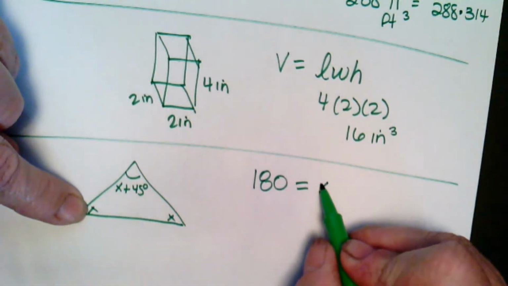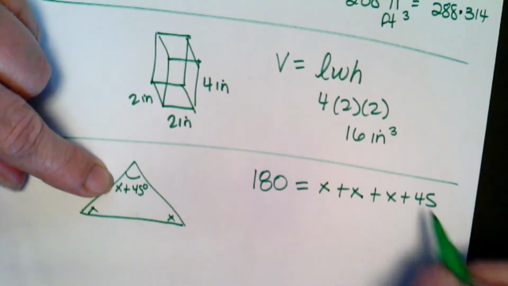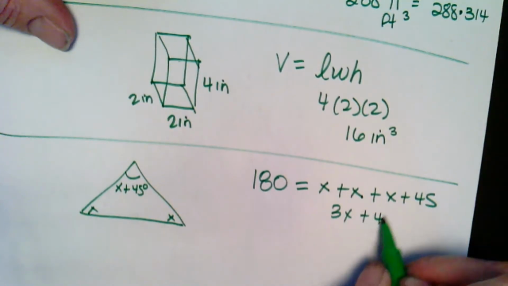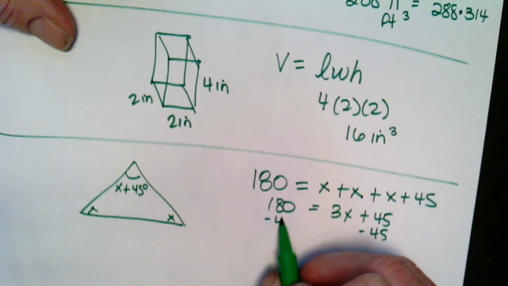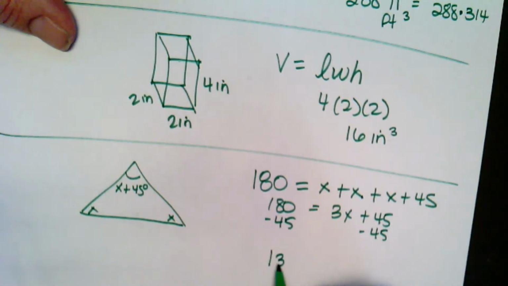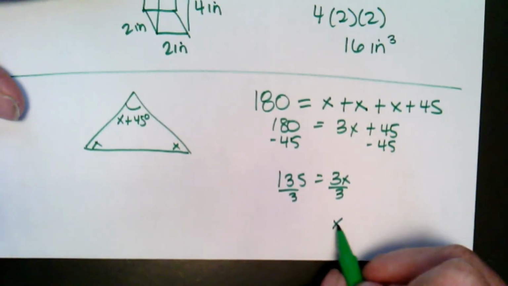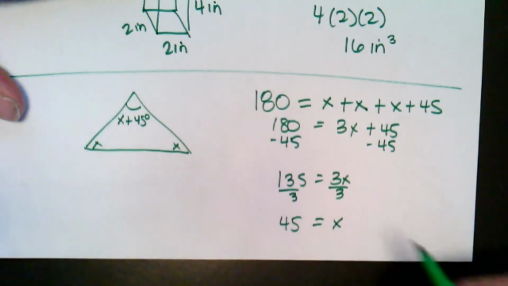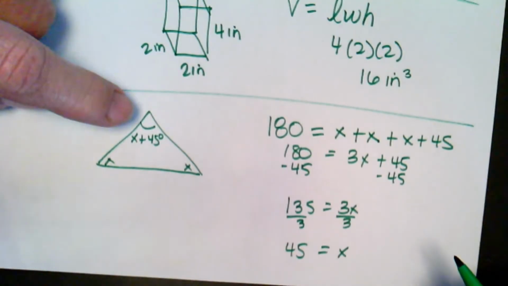So x plus another x plus x plus 45. So that's all three angles added up equal 180. So there's 3x plus 45 equals 180. Subtract 45 from both sides. 135 equals 3x, and then divide both sides by 3. And we get 45. So the question is, what is the measure of the top angle?